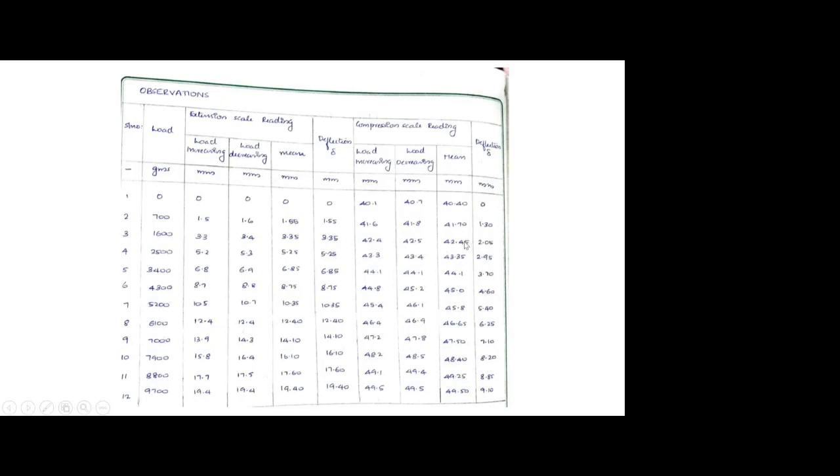You should remember not to take the difference between adjacent readings, that is, the increment when we put one slotted weight, two slotted weights, like that. That is not the value. For the complete weight that we have applied, we have to get the deflection. So always subtract the initial reading from every reading that we take.